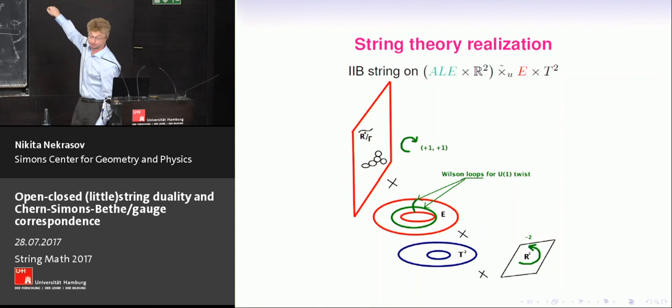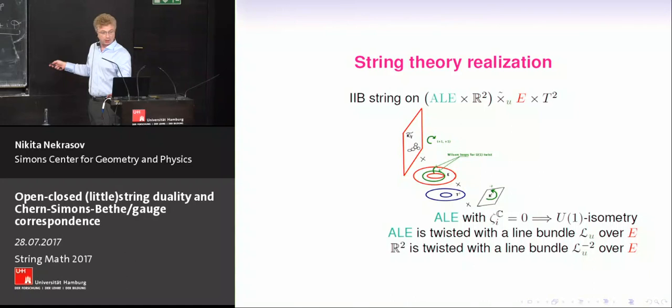Now, in order for this symmetry to be present, you have to specialize to the special locus on the moduli space of ALE spaces. You have to set the complex parameters to zero. And more mathematically speaking, you twist the ALE space with a line bundle of the elliptic curve, and then this R2 you identify with a copy of the negative square of the same line bundle.